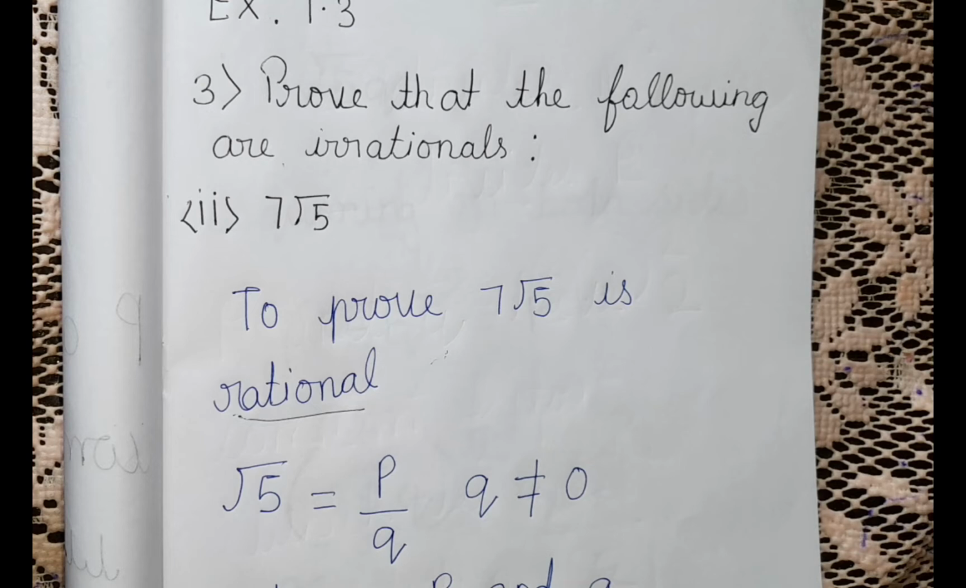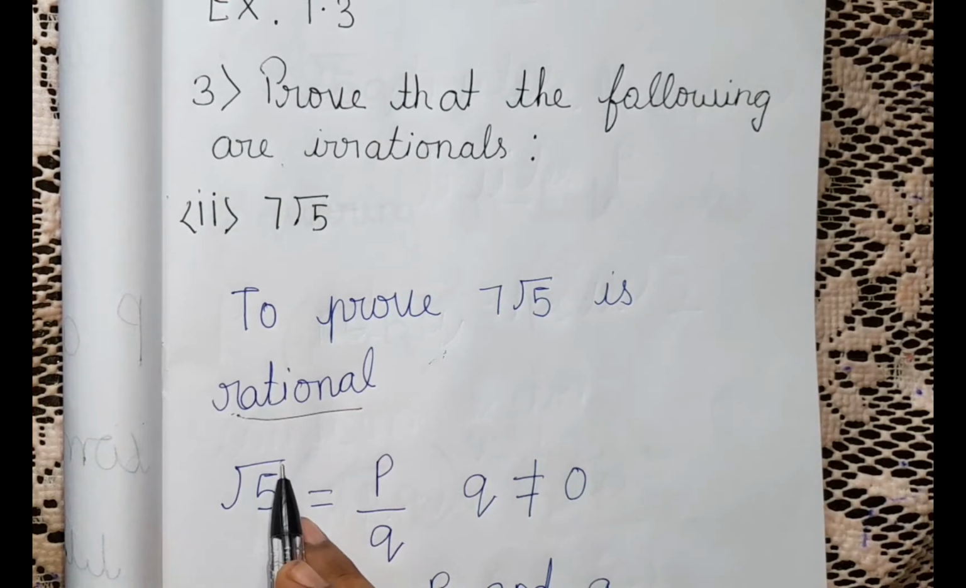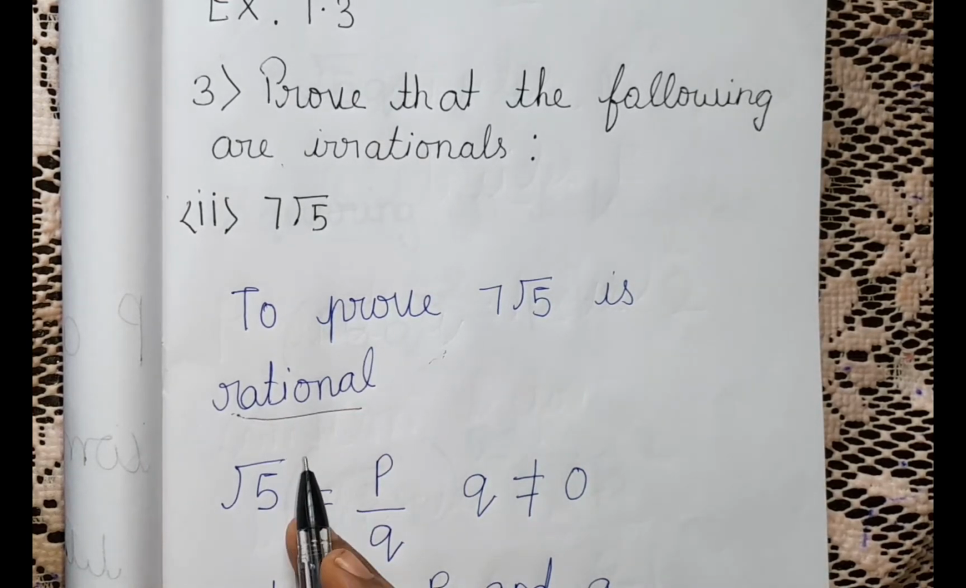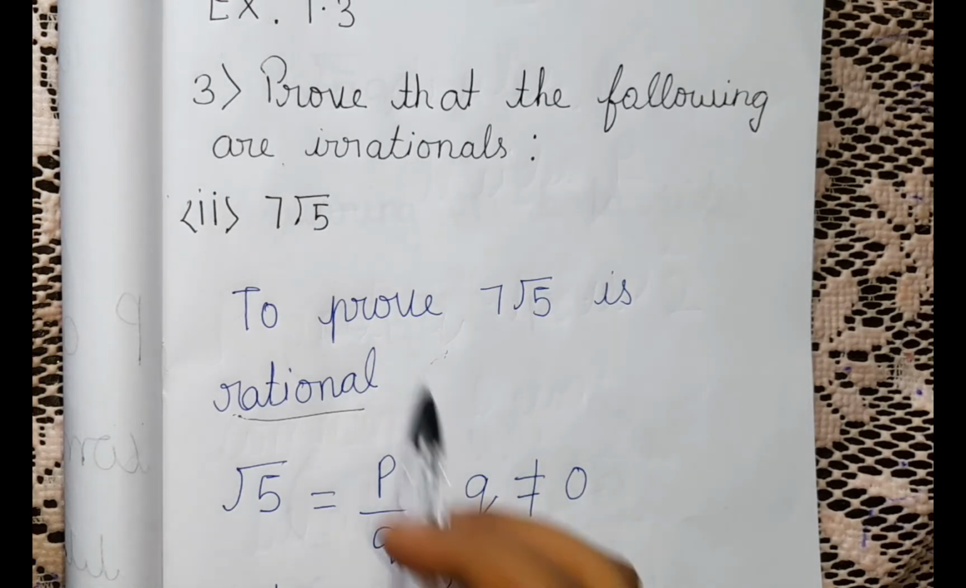So we prove it by using that form, that is p by q. For that we should take a rational number. Why? Because in mathematics, a rational number is always in the form p by q. So we can't change it, it is permanently in the form p by q. That's why we took rational.